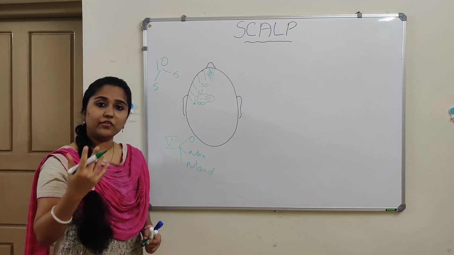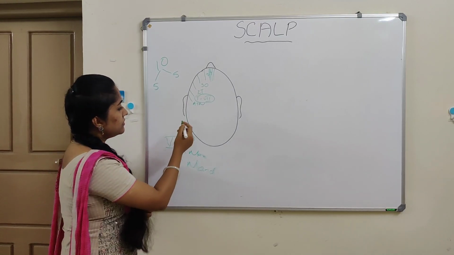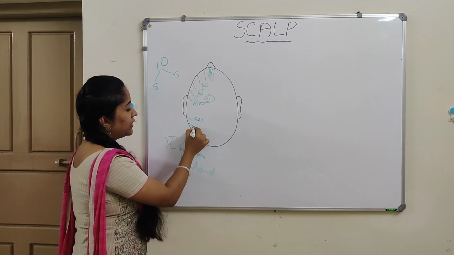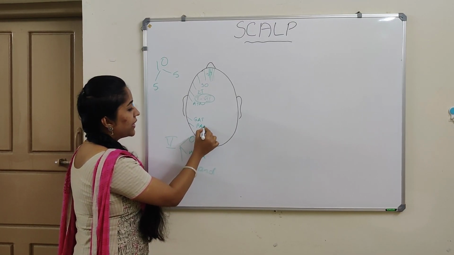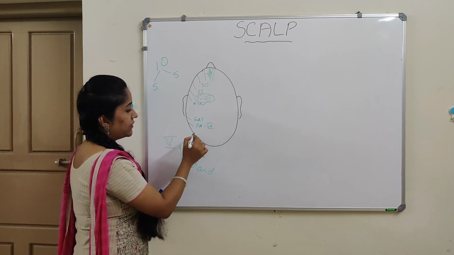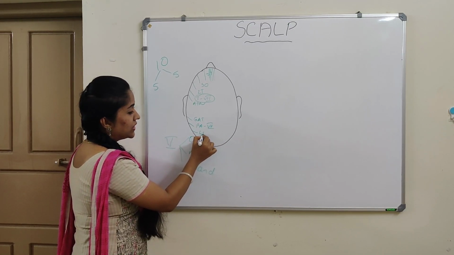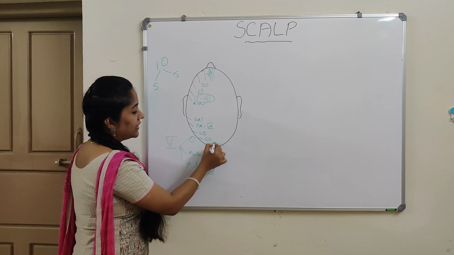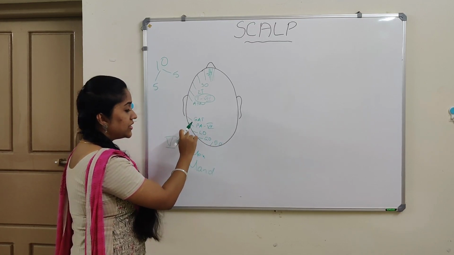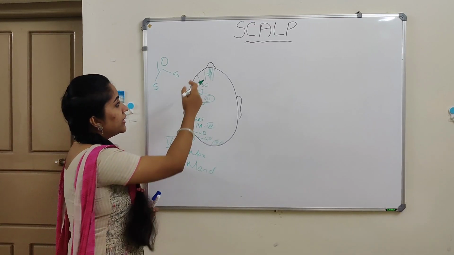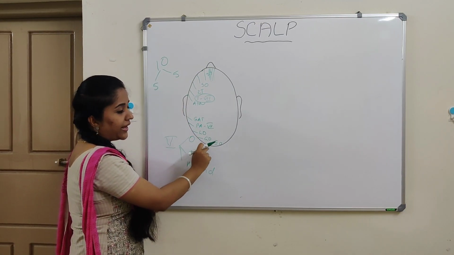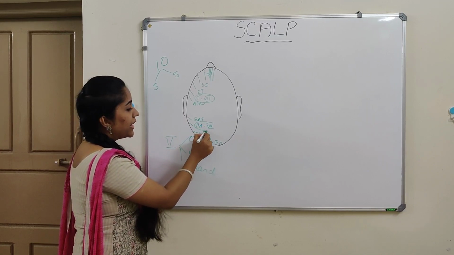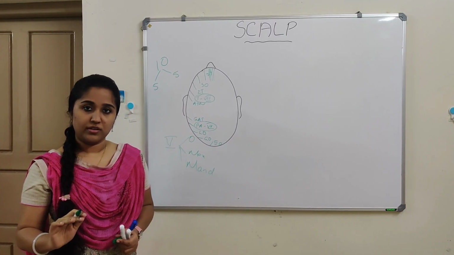Now behind the auricle we have 5 sets of nerves. The first one is the great auricular nerve. The second one is the posterior auricular branch of the facial nerve. The third one is the lesser occipital nerve. Then the greater occipital nerve and the third occipital nerve. This is also arranged from before backwards. Out of these, the posterior auricular branch of the facial nerve is the motor nerve.